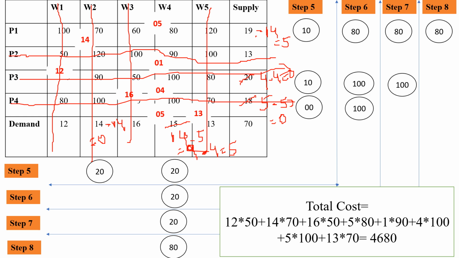Two things you have to remember in the complete VAM method. The rule says that if there is a tie, you have to allocate the resources where the per unit cost is the lesser one. If the per unit cost is equal, then where the allocation is the maximum, you go for that. This is all about the VAM method.